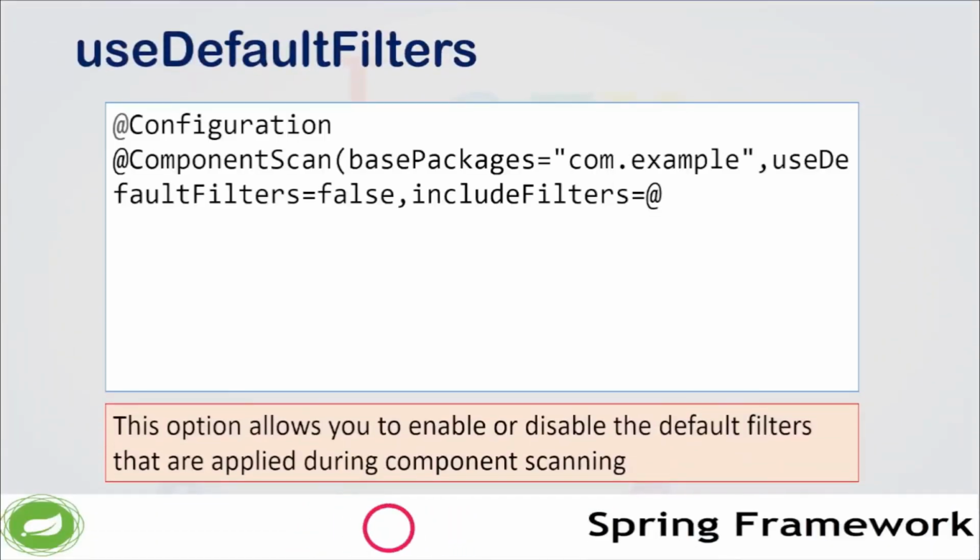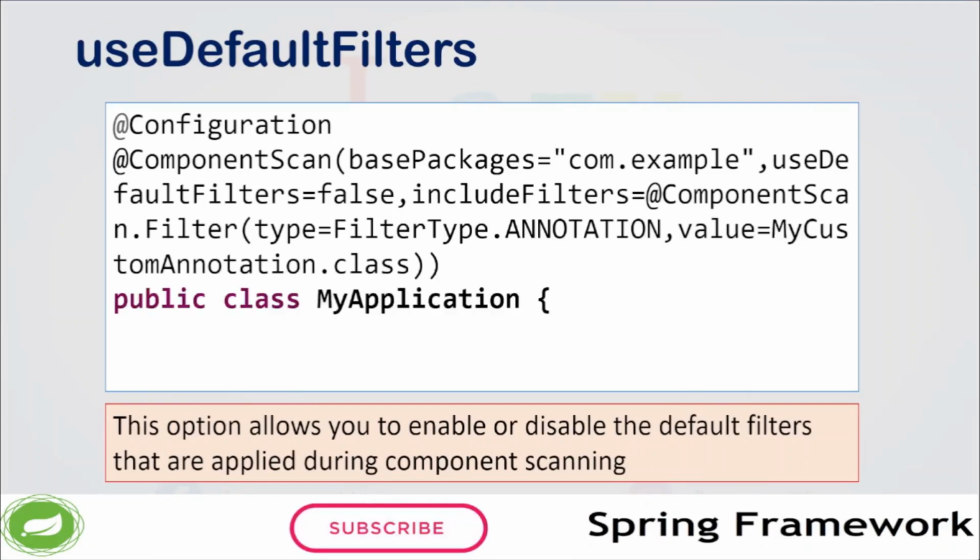The last property that we will be discussing is use default filters. This option allows you to enable or disable the default filters that are applied during component scanning. By default, Spring will scan all the classes in the specified package and register any class that is annotated with the annotations we have discussed earlier, like component, service, repository, controller, REST controller, etc. This behavior can be modified by specifying custom filters or disabling the default filters.